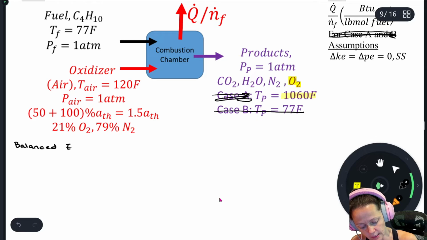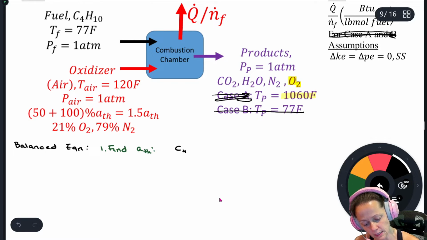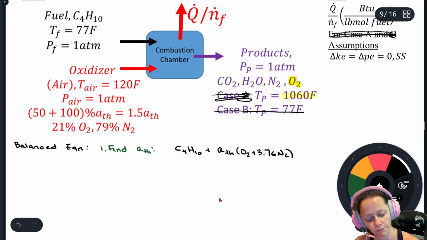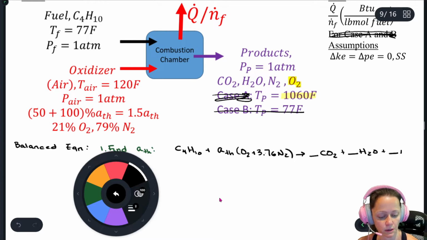So our balanced equation. Number one, first thing, find ATH. So I've got C4H10 plus ATH times O2 plus 3.76 nitrogen. And that's going to yield some amount of CO2 plus some amount of H2O plus some amount of nitrogen.